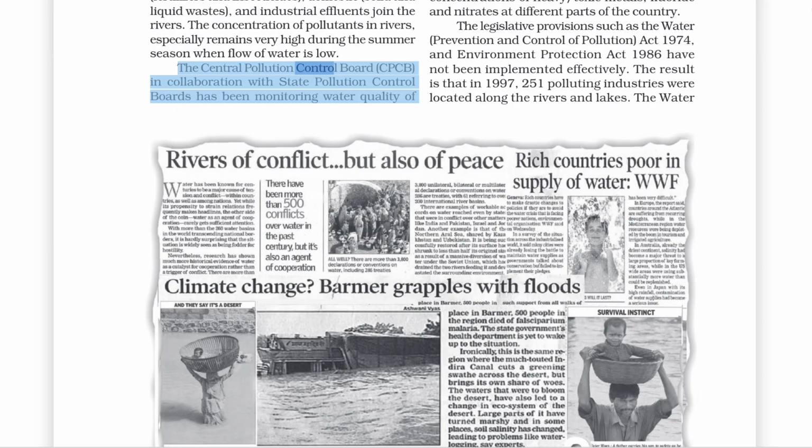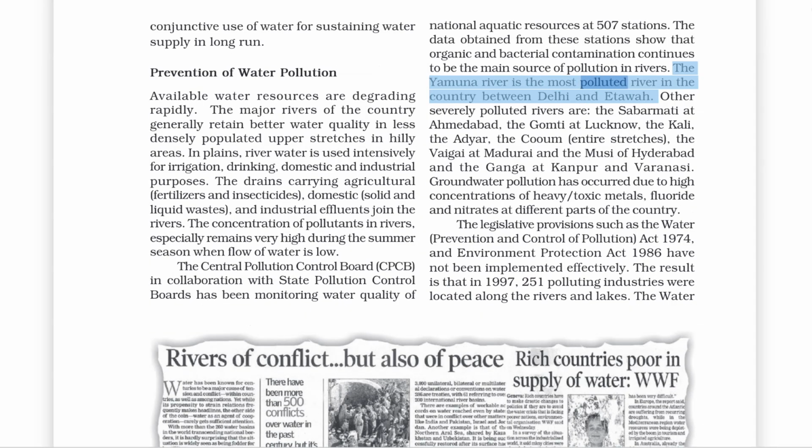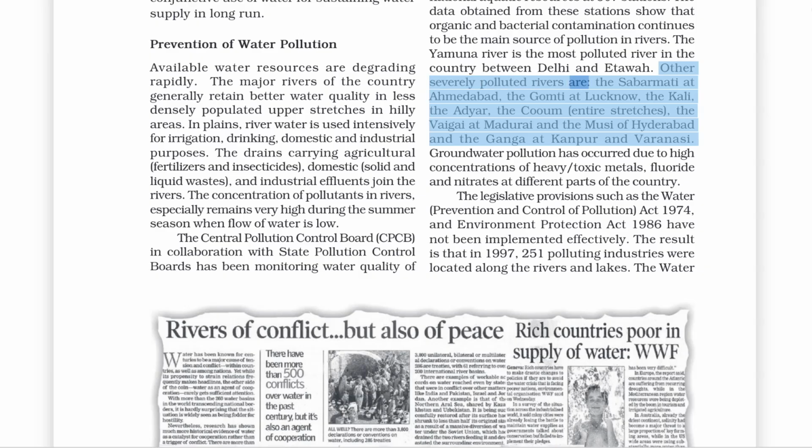The Central Pollution Control Board, CPCB, in collaboration with state pollution control boards, has been monitoring water quality of national aquatic resources at 507 stations. The data obtained from these stations show that organic and bacterial contamination continues to be the main source of pollution in rivers. The Yamuna River is the most polluted river in the country between Delhi and Etawah. Other severely polluted rivers are the Sabarmati at Ahmedabad, the Gomti at Lucknow, the Kali, the Adyar, the Kum, entire stretches, the Vaigai at Madurai and the Musi of Hyderabad, and the Ganga at Kanpur and Varanasi.